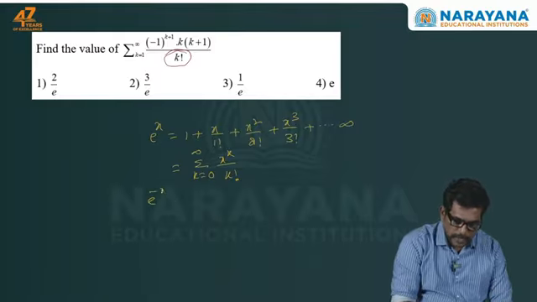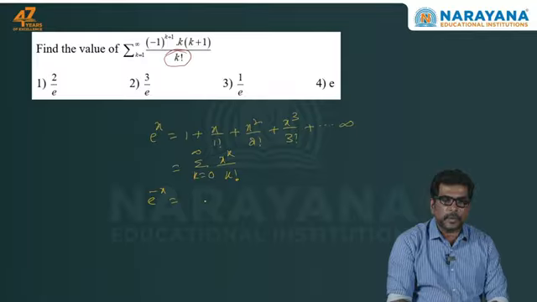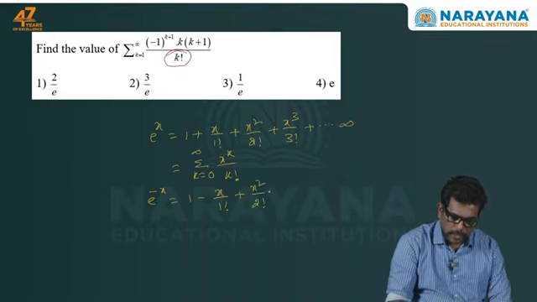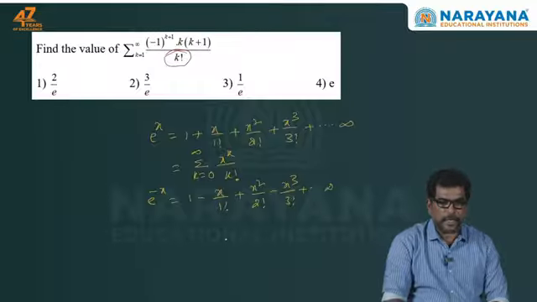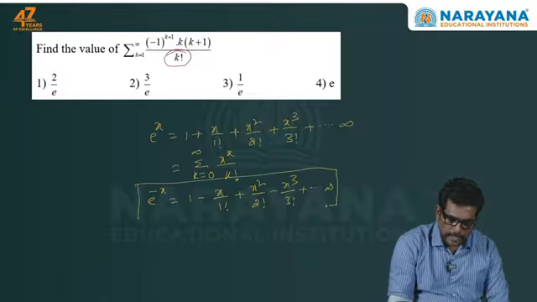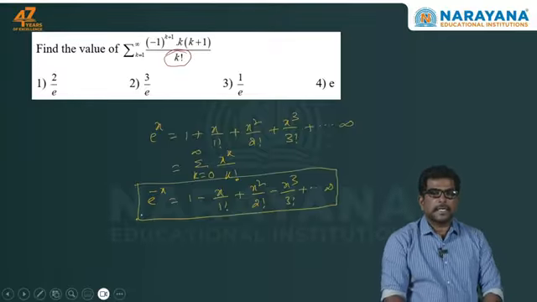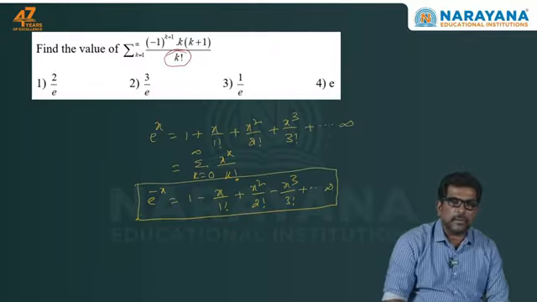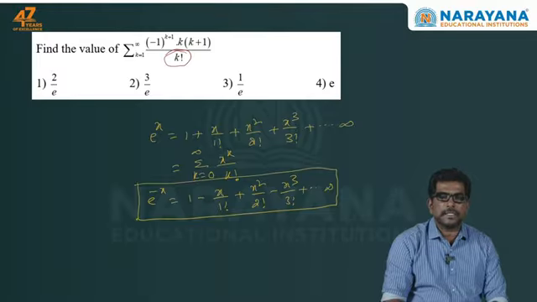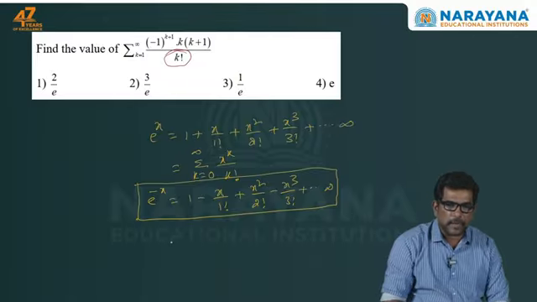Now by substituting x is equal to minus x, from this we get e to the power of minus x is equal to 1 minus x by 1 factorial plus x square by 2 factorial minus x cube by 3 factorial plus so on infinite. Now the given problem is related to the e to the power of minus x series. That is e to the power of minus x is equal to 1 minus x by 1 factorial plus x square by 2 factorial minus x cube by 3 factorial plus so on infinite. So you keep this formula in your mind.